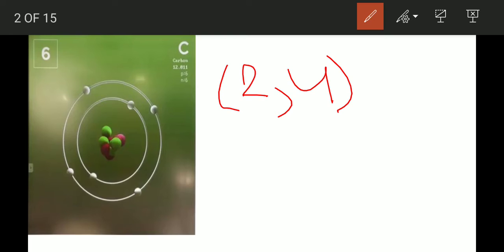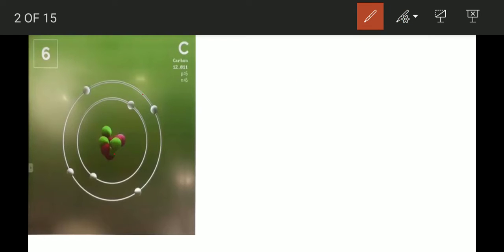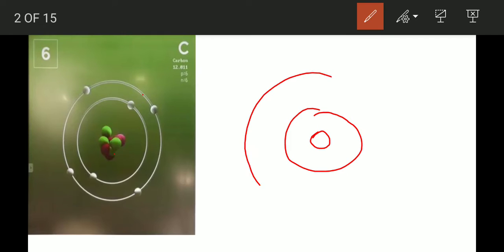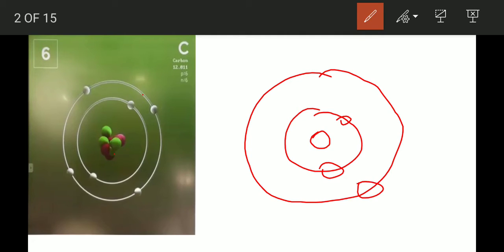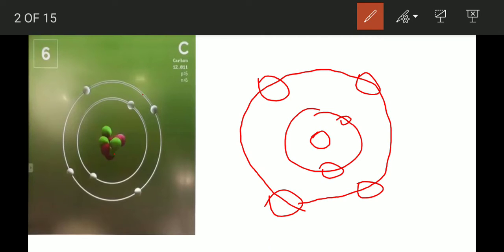By this we can say that its valence electron count is 4. What is valence electron count? I will tell you. See here, suppose this is an atom of carbon. Here it has 2 electrons. Here it has 4 electrons. In the last shell it has 4 electrons.